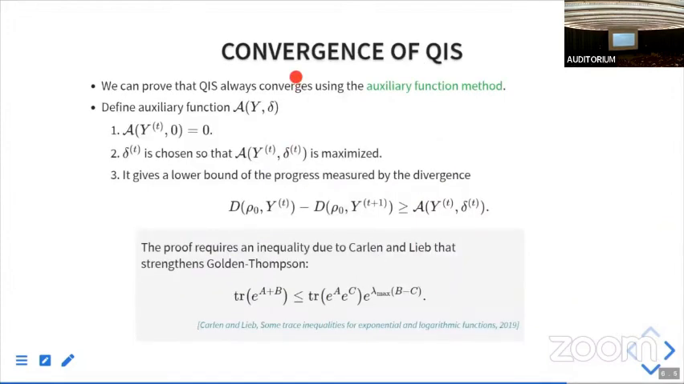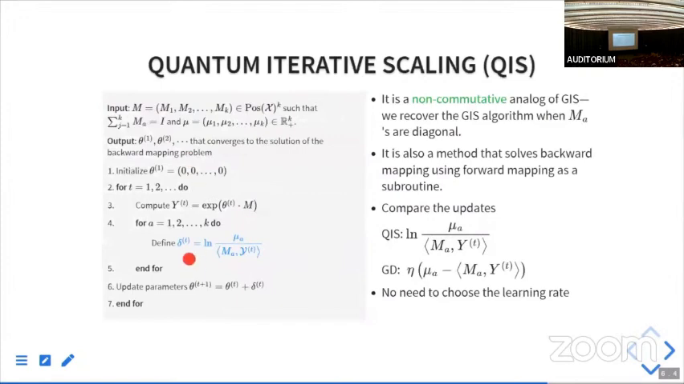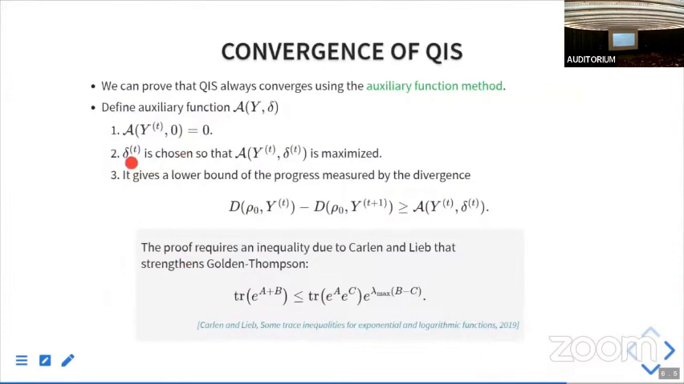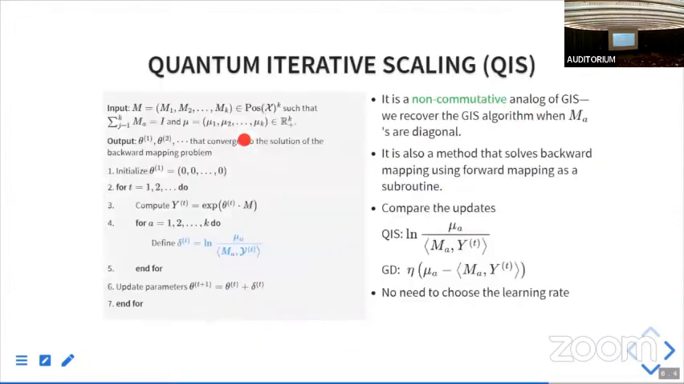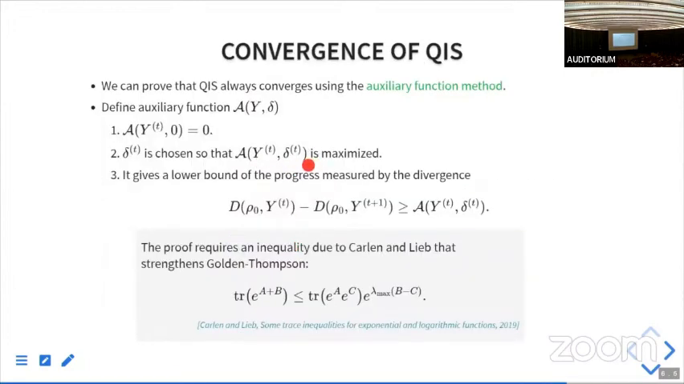We can prove that QRS converges using a method called the auxiliary function method. An auxiliary function is just a function of a matrix and a vector. It satisfies several properties. First, when delta is zero, this quantity is always zero. The second is important. We have this algorithm, this update. The auxiliary function must satisfy that delta is chosen so that this function is maximized. By computing the gradient, you will see that you can choose a function so that this is exactly the delta that maximizes it. So one and two tell us that A is strictly larger than zero if there's an error, that is, if delta is updated, then this auxiliary function will be positive.